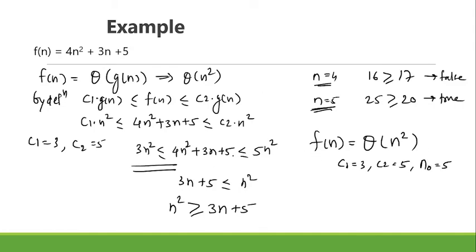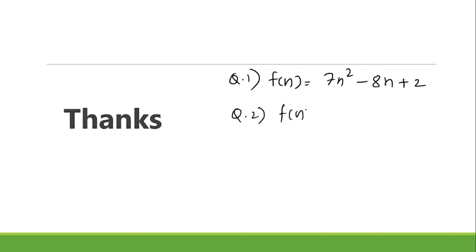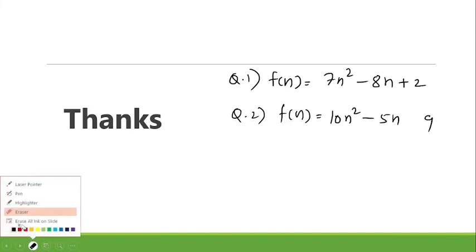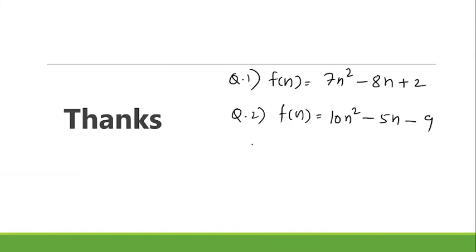Let's go ahead. Obviously that's the end of the video, but I'm saying go ahead because I'm going to give you the questions. Okay, so question number 1, f of n is equal to, let's say, 7n square minus 8n plus 2, and question 2 is, let's say, 10n square minus 5n plus 9. Okay, or maybe let me have both of them minus, that will make things easy. So minus 9.